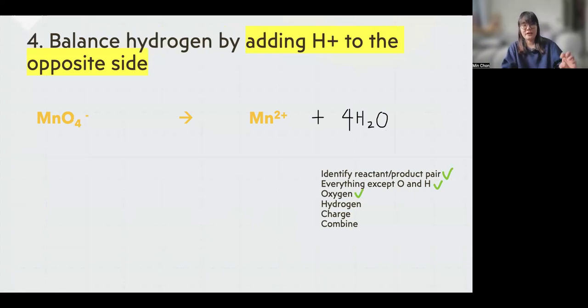Then after that, you have to balance the hydrogen. To do that, we add H+ to the opposite side. So in this case, there are actually 8 hydrogen atoms here. To balance this, we have to add 8 H+ to the other side.